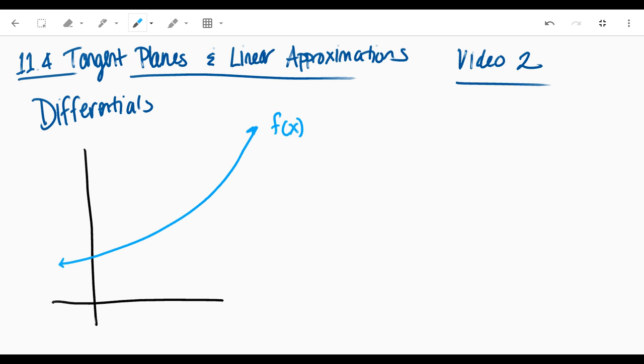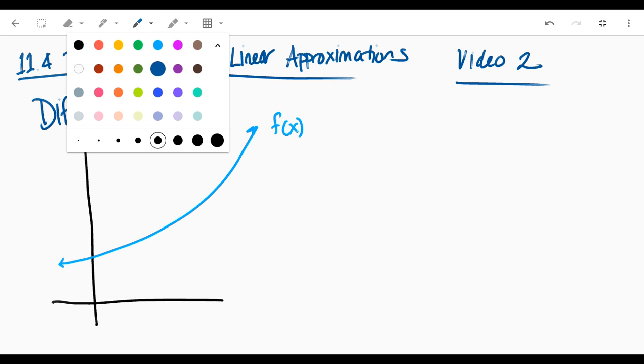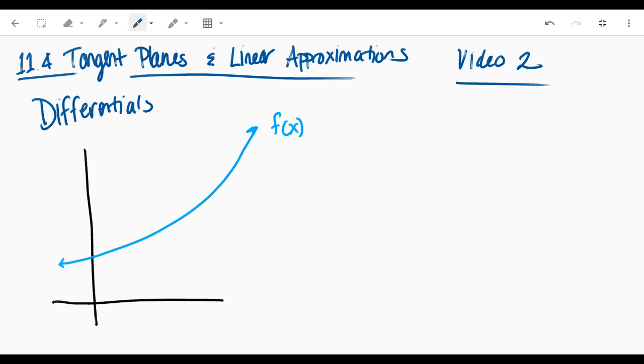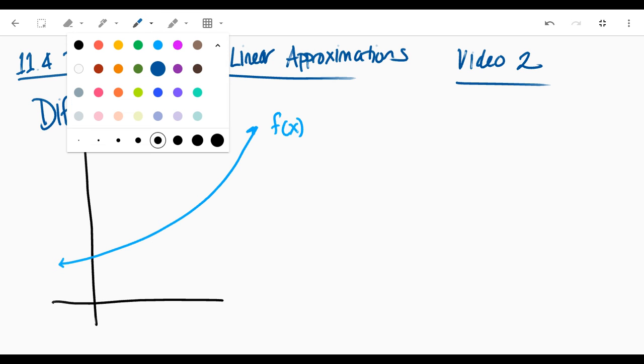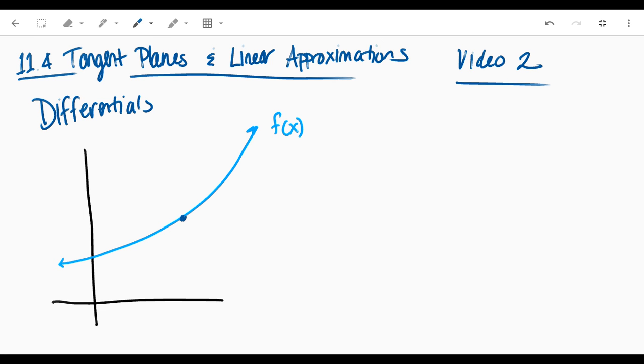Okay, next we have tangent planes in linear approximations video 2. So the last thing we need to talk about is differentials, which are kind of a weird little topic. We're going to make sense of them in 2D first. So the whole idea is we have this function here, and we have a point on the function where we could draw in our tangent line.